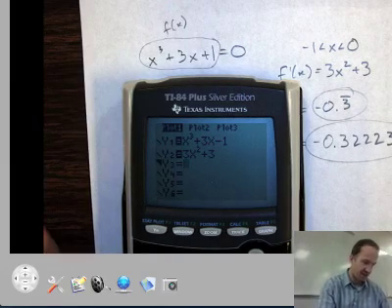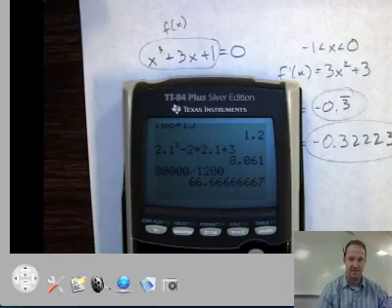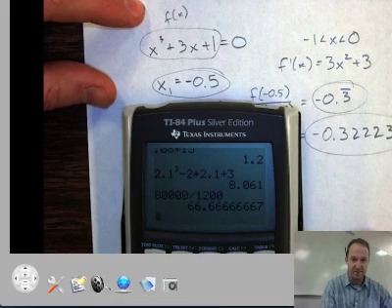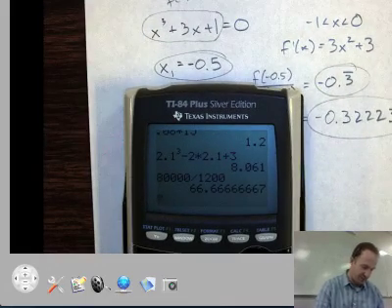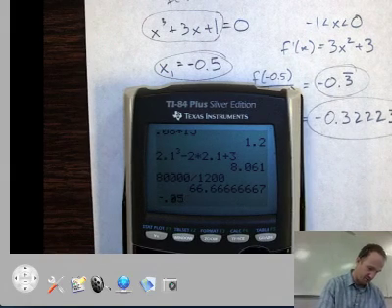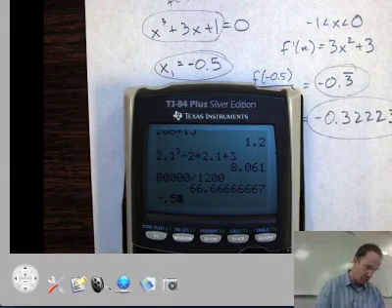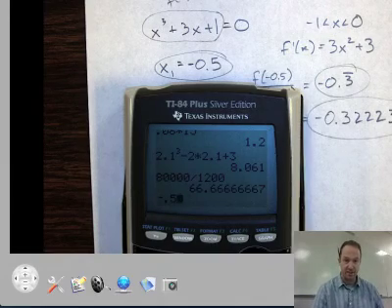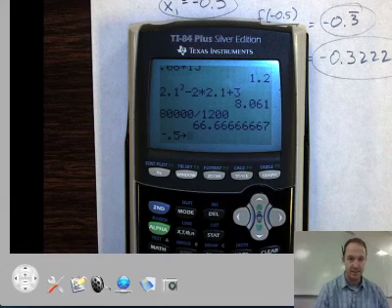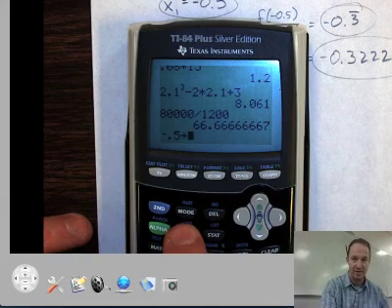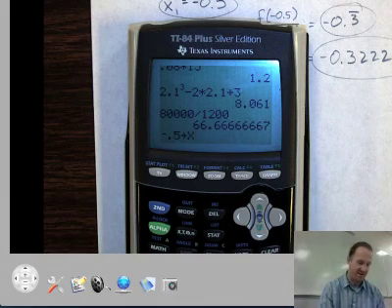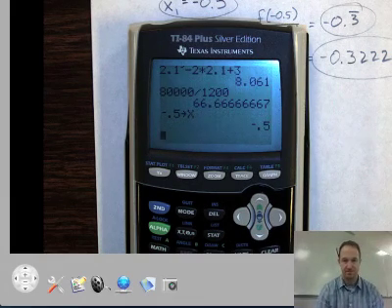Okay, once you get that, go back out to the main screen. Now, we had an initial guess here of negative 0.5. So I want you to take negative 0.5. Oops, that's 0.05, excuse me. And I want you to store it. The store button is right above on, but you're going to store that to x. So we're going to take that negative 0.5 and assign it to that value, x.